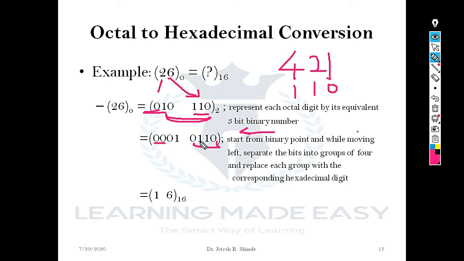Here we are using the knowledge of the 8421 code, where for 4 the corresponding bit is 1, and for 2 the corresponding bit is 1. 4 plus 2 is 6. This is equivalent in decimal to 6, and in hexadecimal also the result is 6. For this one, the conversion in hexadecimal is 1. Thus the answer we are getting here is 16 hexa. Thus here we have converted 26 octal, an example of an integer, into a hexadecimal number.